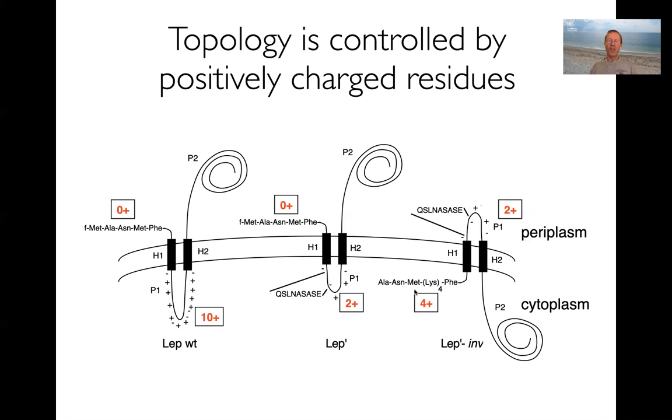So just adding these extra 4 positive charges to the N-terminus was enough to redesign the protein to take the opposite orientation in the membrane. So clearly positively charged residues do not just correlate with orientation, but actually control orientation. Okay, so that was just an aside.